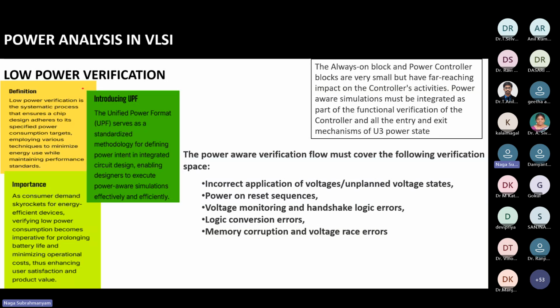Okay, so low power verification is one particular domain where we need to verify the power management of the SoC. This low power verification is also called power aware verification. So if you have so much interest in this, you can switch to this domain, which is low power verification. Using UPF, Unified Power Format, we will verify the low power management on the chip. Okay, so this flow must cover the following spaces.